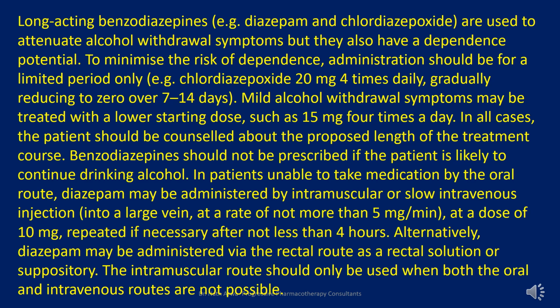In patients unable to take medication by the oral route, diazepam may be administered by intramuscular or slow intravenous injection into a large vein, at a rate of not more than 5 mg per minute, at a dose of 10 mg, repeated if necessary after not less than 4 hours. Alternatively, diazepam may be administered via the rectal route as a rectal solution or suppository. The intramuscular route should only be used when both the oral and intravenous routes are not possible.